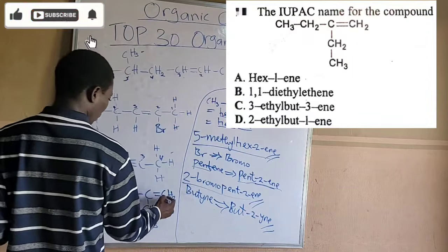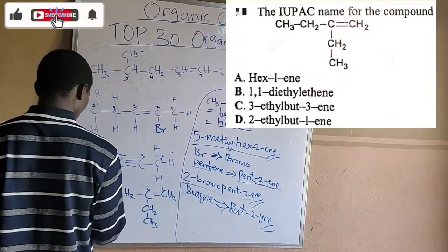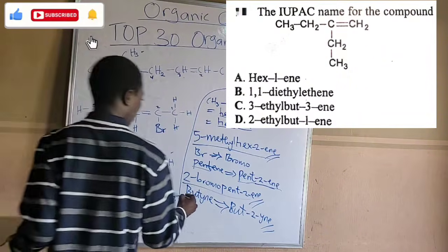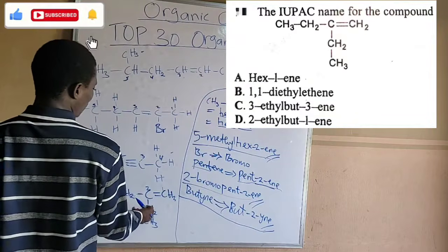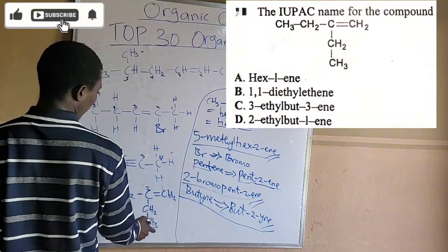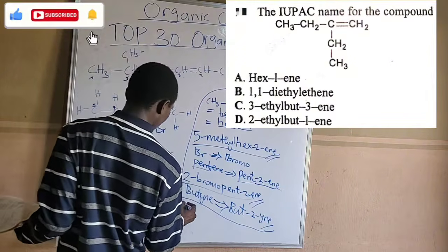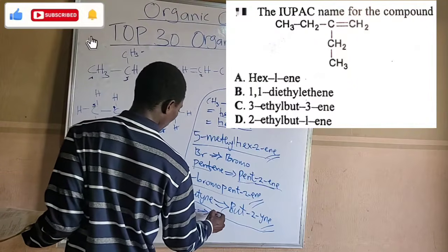So we say this will be carbon 1, carbon 2, carbon 3, carbon 4. Does it have any substituent? Yes, it has a substituent. What's the name of the substituent? It is called ethyl. This can also be written as 2 carbons and 5 hydrogens, that is C2H5. So it is called ethyl.